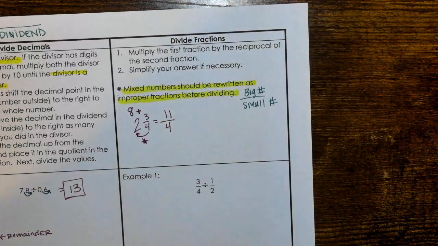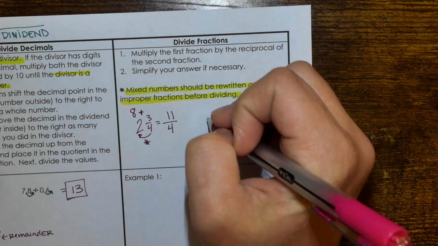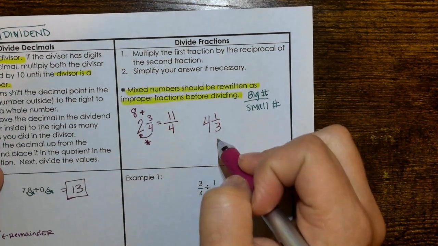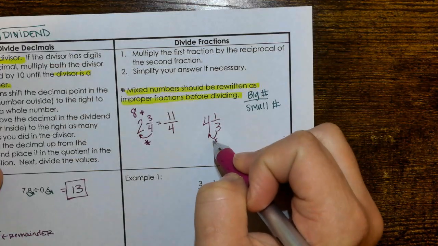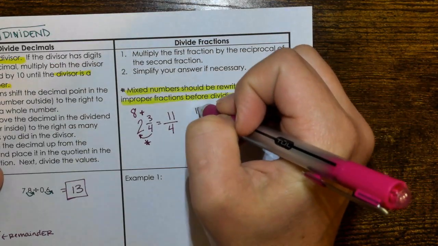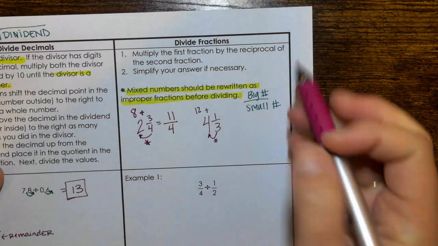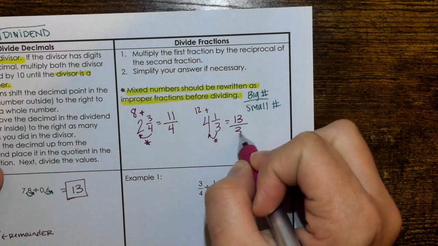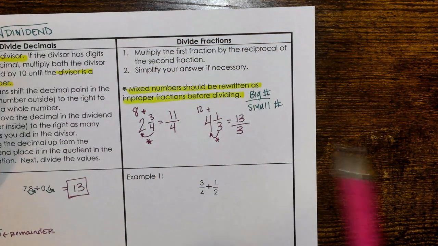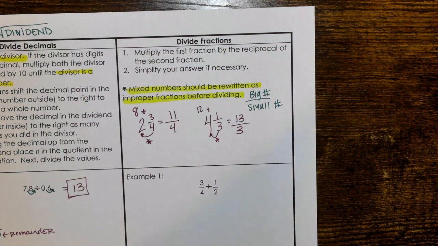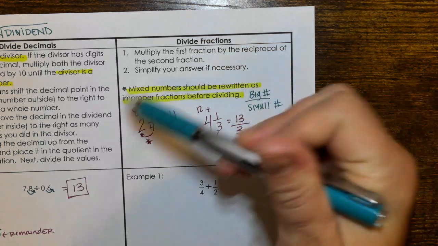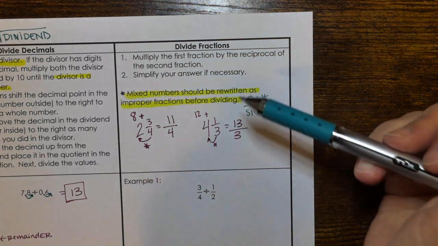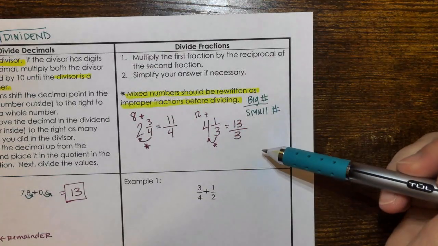So, one more time. What if I have 4 1/3? What am I going to do first? I'm going to multiply, 3 times 4. 3 times 4 is 12. And I'm going to add 1. Adding 1 is 13, and my denominator stays the same: 13 over 3. Okay? So that's step number 1. Before we do any dividing of fractions, we have to make sure mixed numbers are rewritten as improper fractions.